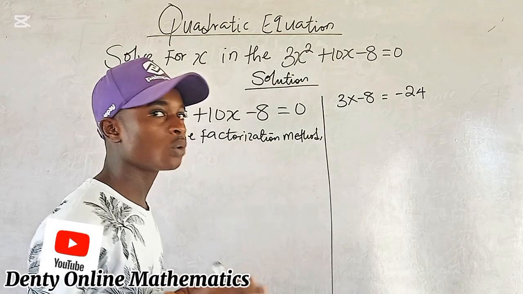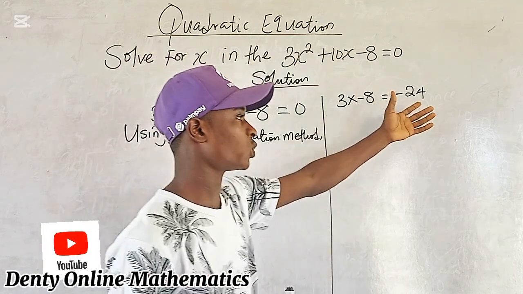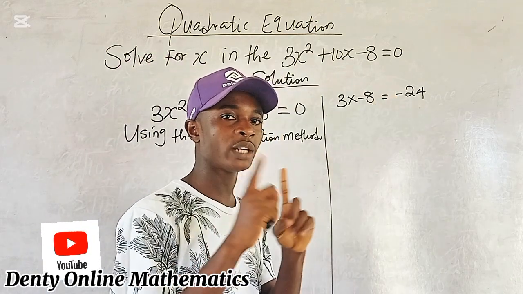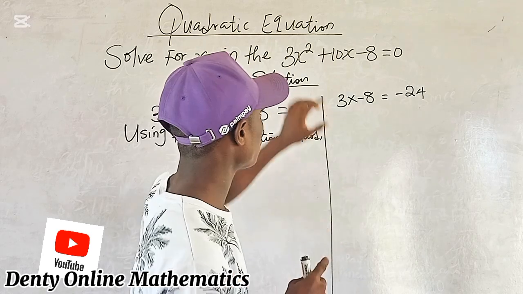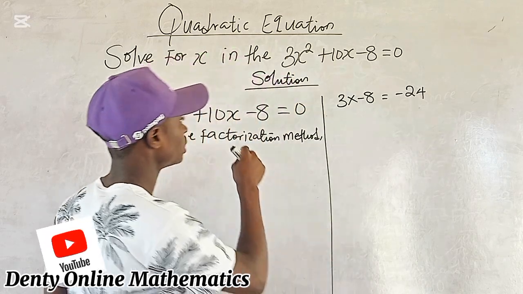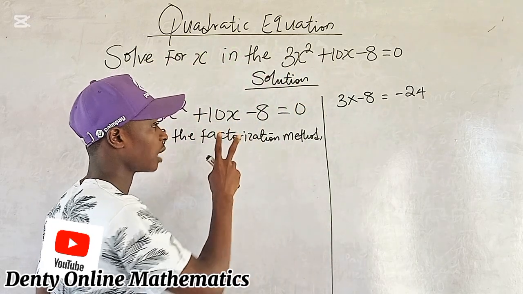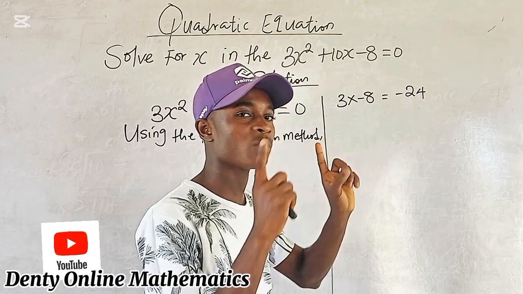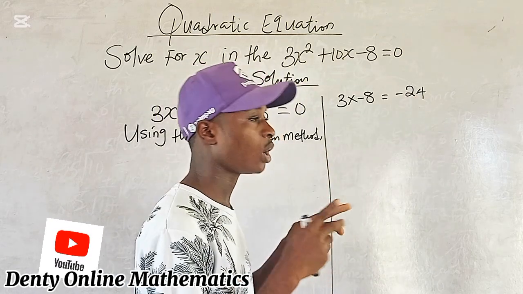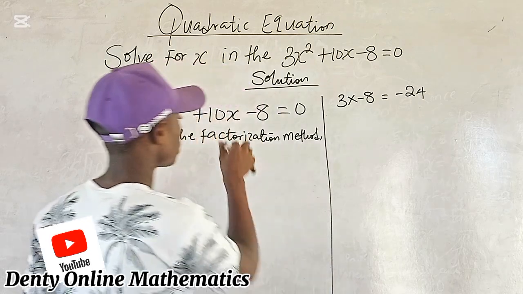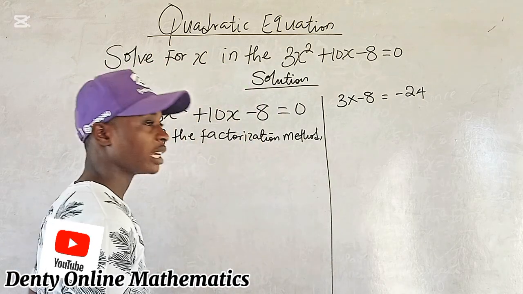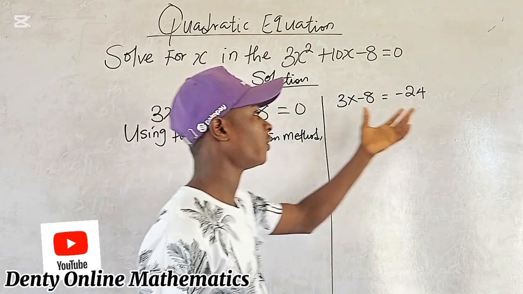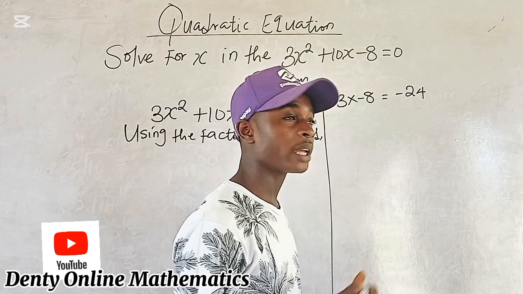Now, we are going to look for the factors of minus 24, that if we multiply those two factors, we are going to have minus 24, and when we add the two factors or subtract them, we are going to have positive 10x. So now let's look at the factors of minus 24.